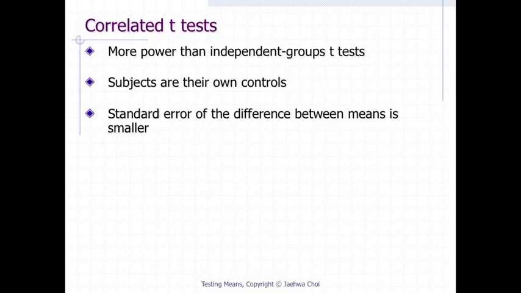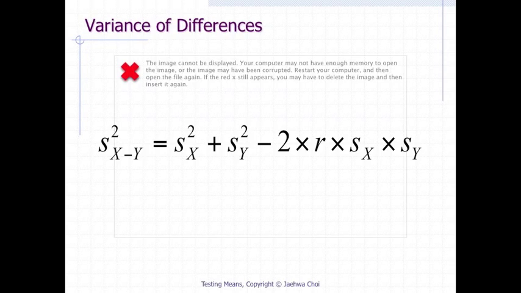The result is that the standard error of the difference between means is smaller in the correlated t-test, and since this term is in the denominator of the formula for t, this results in a larger t. To see why the standard error of the difference between means is smaller in a correlated t-test, consider the variance of difference scores. The formula for the variance of difference scores is shown here.